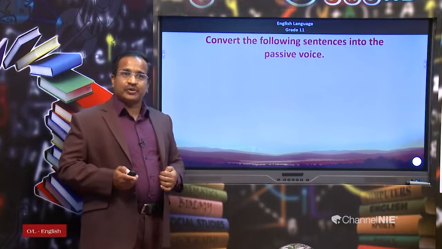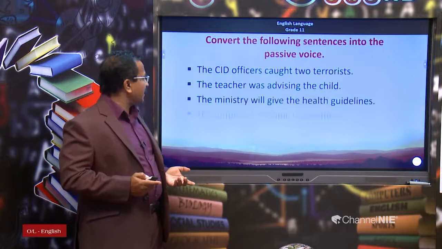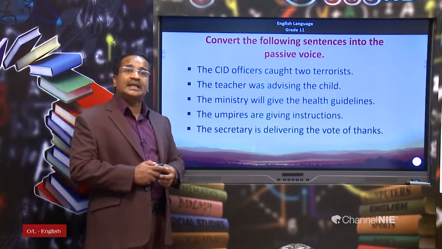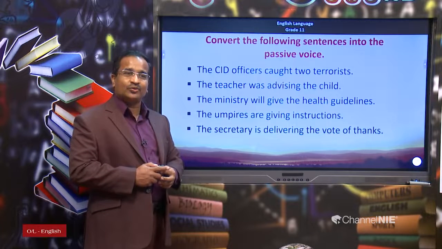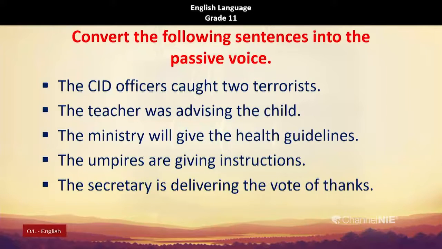A small activity for you: convert the following sentences into the passive voice. Let us have a look at these sentences. There are 5 sentences and I am going to give you a little time in order to try to convert these sentences into the passive voice. Let us see. Let us read the sentences, children. The CID officers caught 2 terrorists. The teacher was advising the child. The ministry will give the health guidelines. The umpires are giving instructions. The secretary is delivering the vote of thanks.